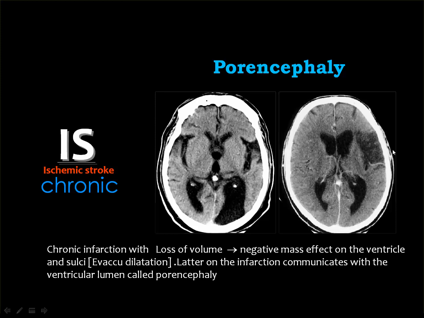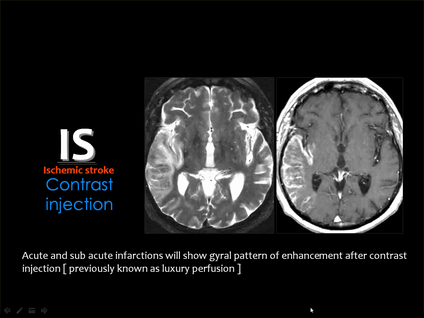Many times after the development of the infarction, when the infarction is chronic and liquefied, the ventricle is dilated, to the extent that the fluid in the area of the infarction is now communicating with the fluid inside the ventricle, and this is known as porencephaly. Porencephaly means that an area of damaged, dead brain tissue is communicating with the ventricular lumen. This is known as porencephaly.